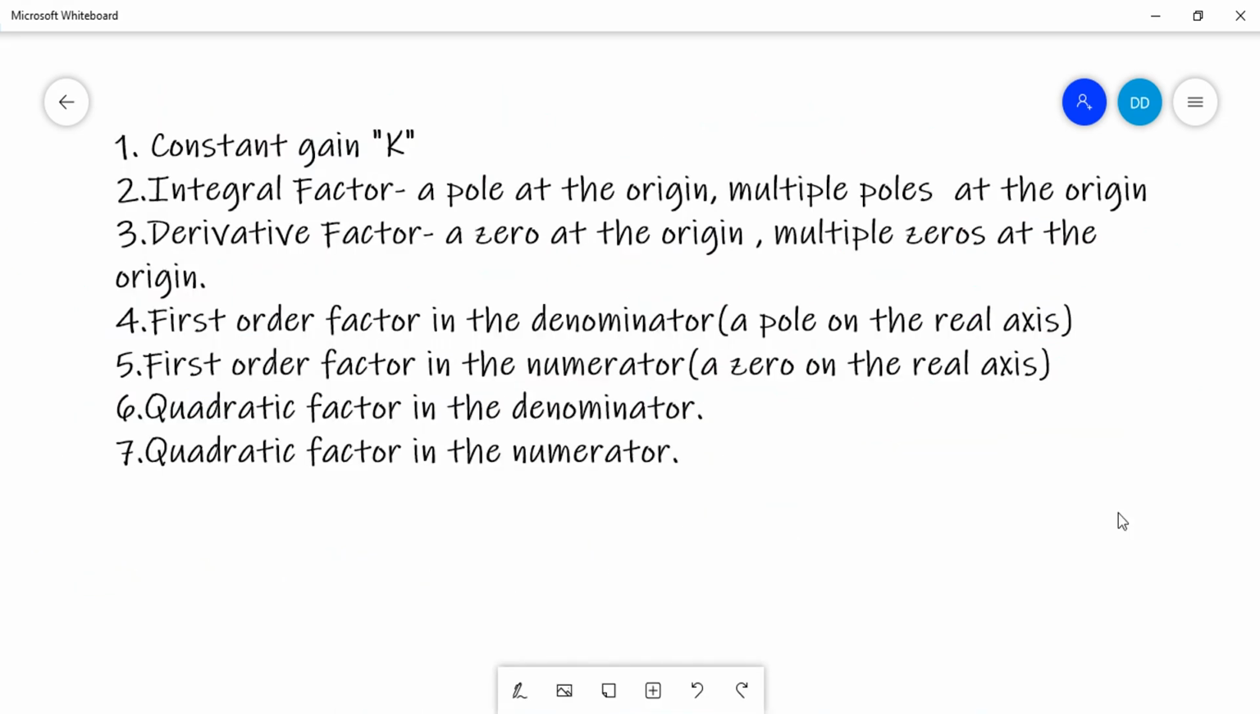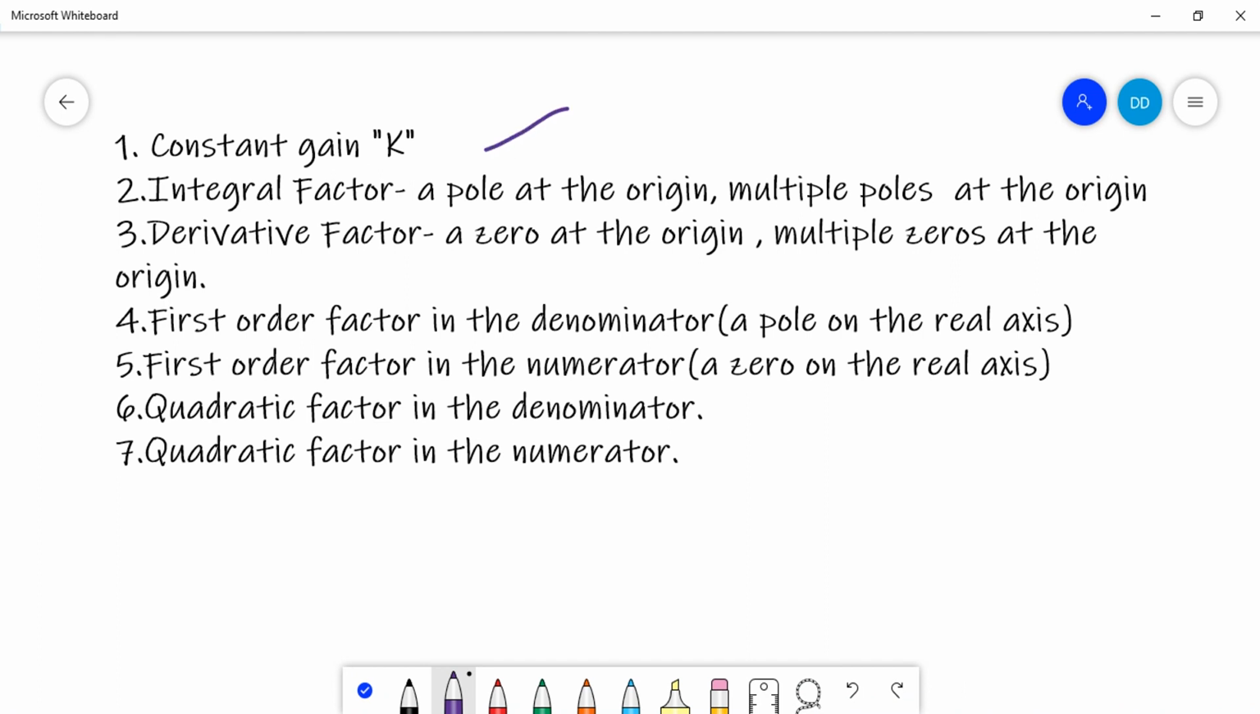Next are the basic factors which we need to consider for g of j omega. So the basic factors of a transfer function g of j omega are, the first one, a constant gain which is k. The second one is the integral factor, wherein we can consider a pole at the origin, that means a single pole at the origin or multiple poles at the origin. Similarly, a derivative factor is nothing but a zero at the origin, or multiple zeros at the origin.